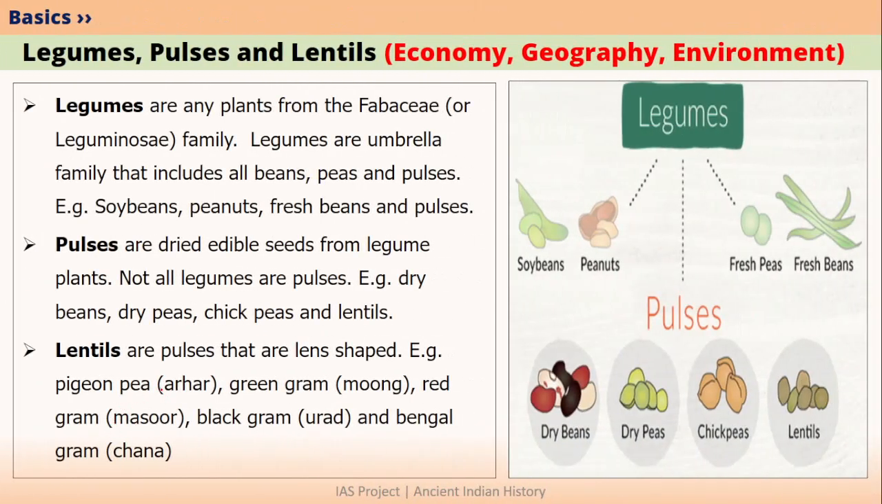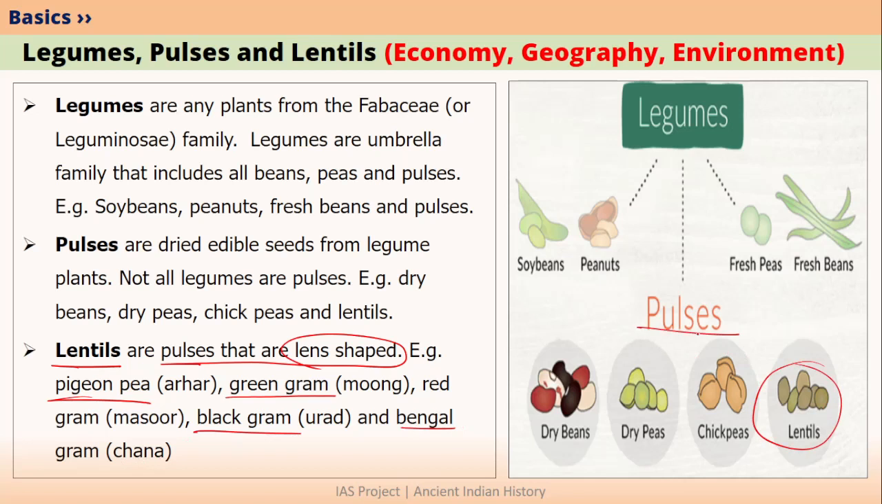So lentils were grown in Kashmir. What are lentils? Lentils are basically those pulses that are lens shaped. For example, pigeon pea, green gram, red gram, black gram and Bengal gram are considered as lentils. You can see lentils here. Lentils are basically a type of pulses. In pulses we have many subcategories. These three are not lentils.